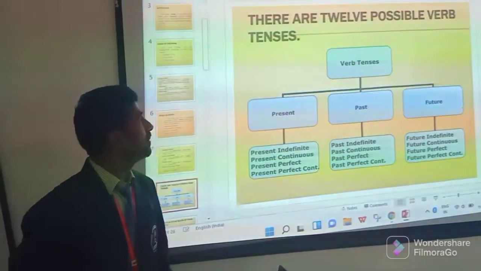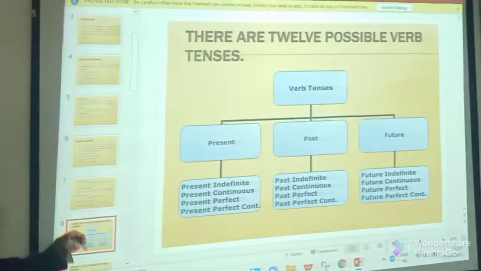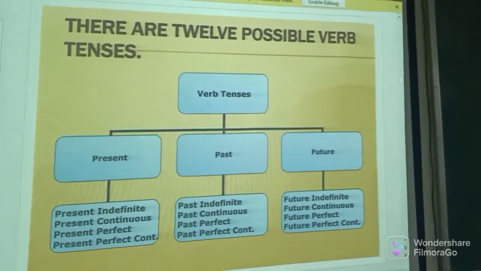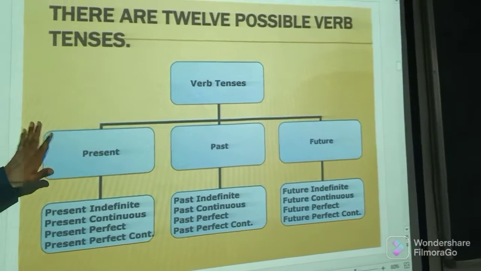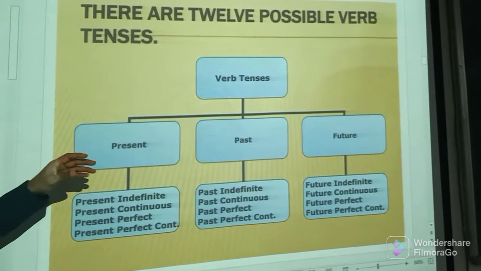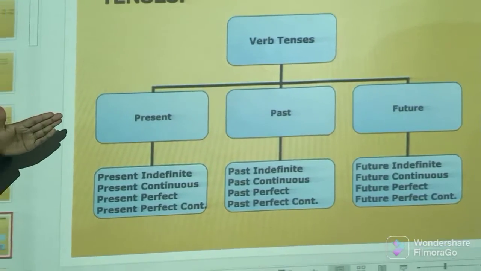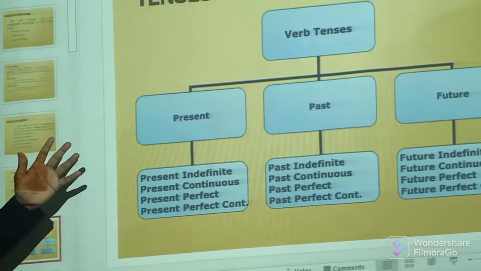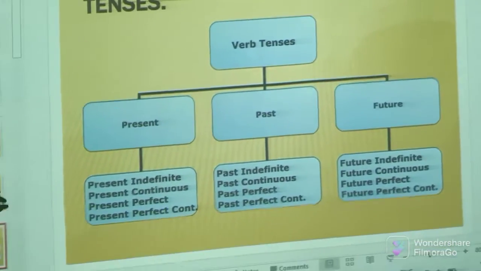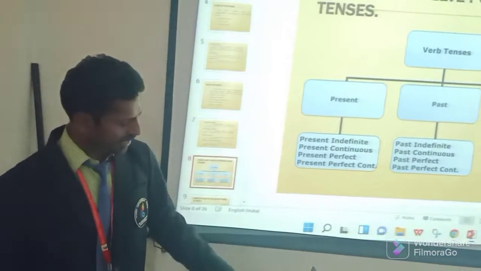Next, coming to the diagram, for a clear understanding we can show these tenses. There are 12 possible verb tenses, because there are mainly three: present, past, and future. Every tense is further divided into four. Present tense: simple present, present continuous, present perfect, present perfect continuous. Similarly for the past, and also the future.